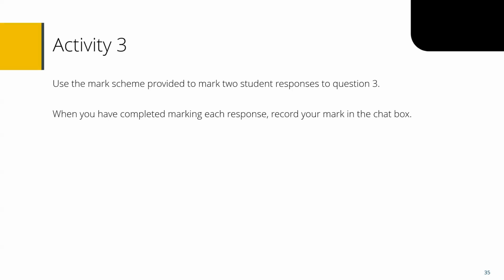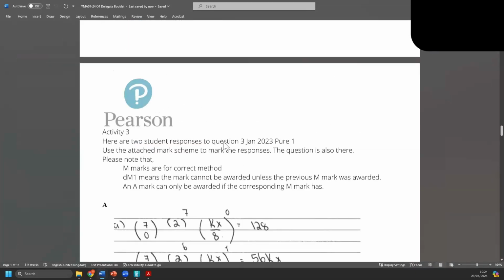So you've got the question, and then you'll have the 2 students responding to part A and part B. You get the method marker there, and then on the last sheet of your delegate booklet, I'll show you what I'm talking about in case you don't have the booklet, but you kind of need this for this one.